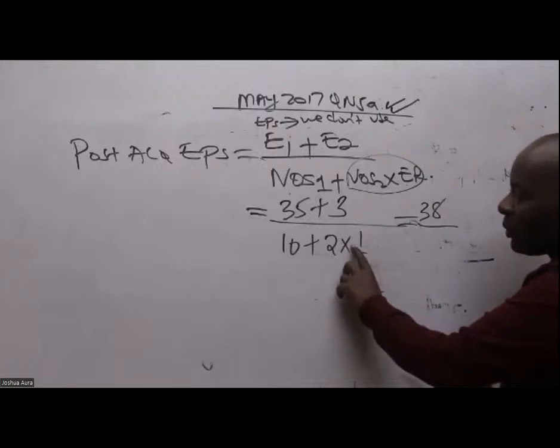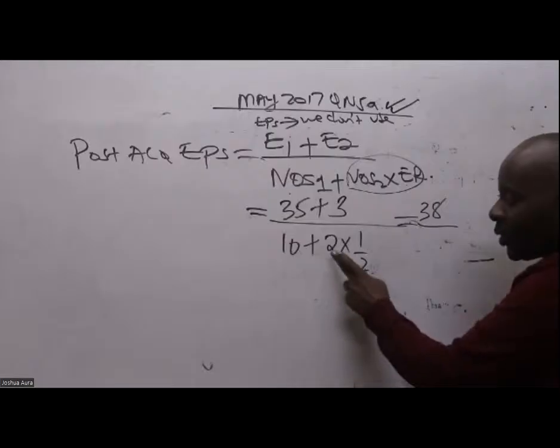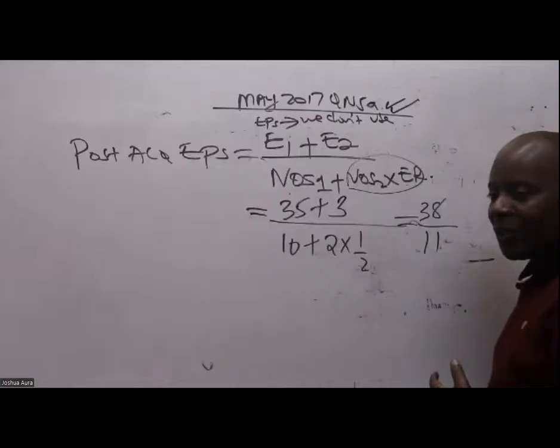So in this case, first of all, I'm supposed to multiply. This is 2 times a half, which is 1. So 10 plus 1 is 11.